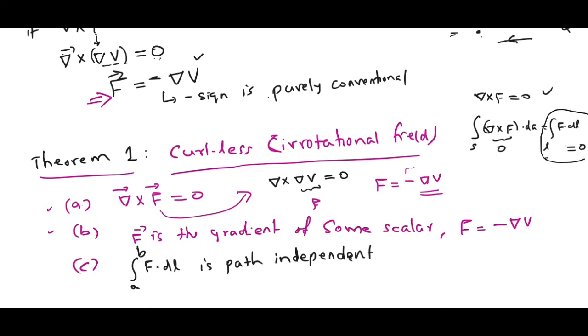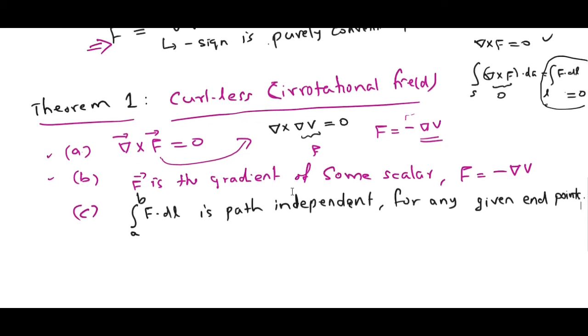For any given endpoints. Okay. Now, what about the closed path? Suppose we have a line integral like this one path, starting point is A, and again the endpoint is the same, that is A is equal to B. In such a case, the closed line integral f dot dl will be 0.